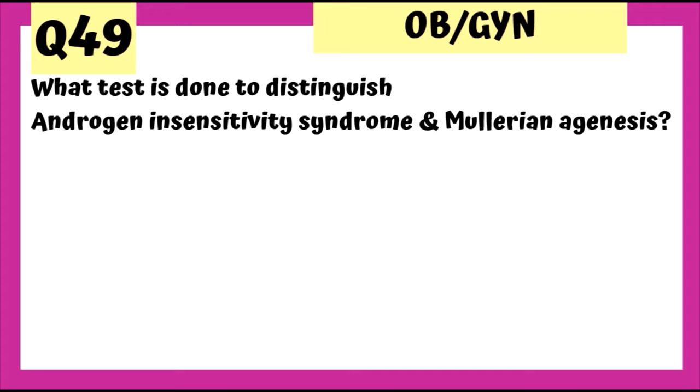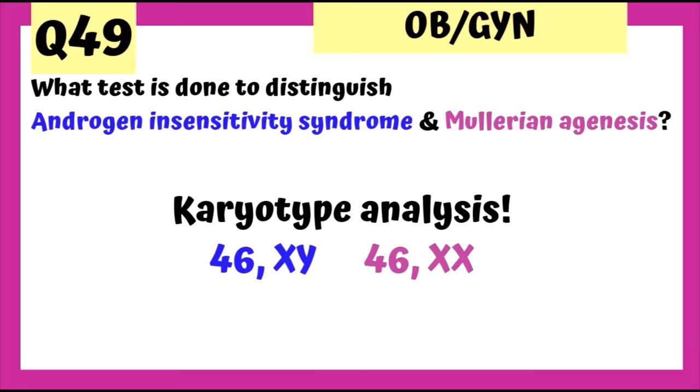Which test is done to distinguish between androgen insensitivity syndrome and Mullerian agenesis if we can't tell between the two? The answer is karyotype analysis, 46XY and 46XX.